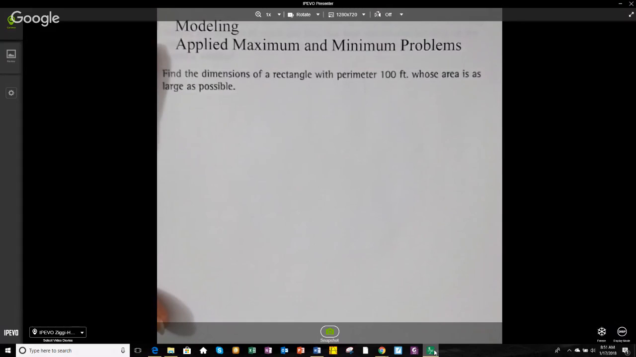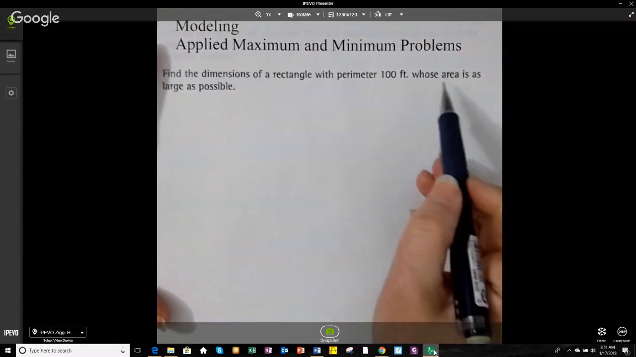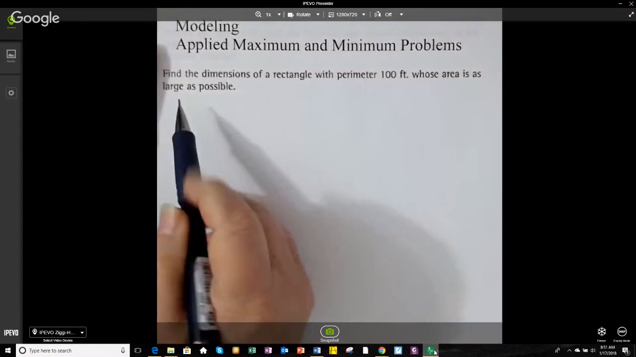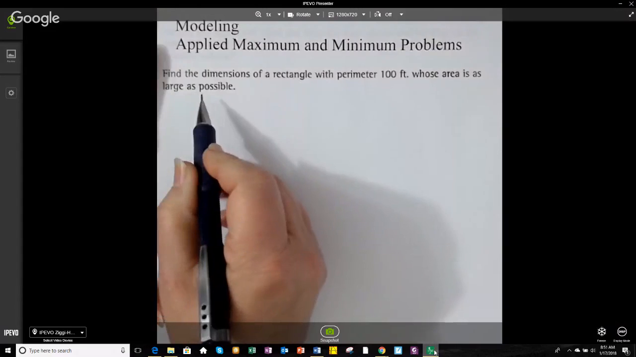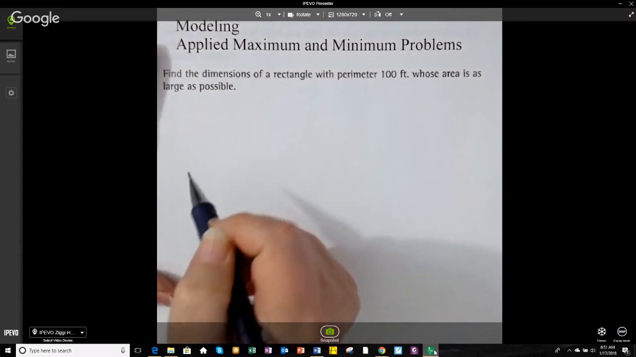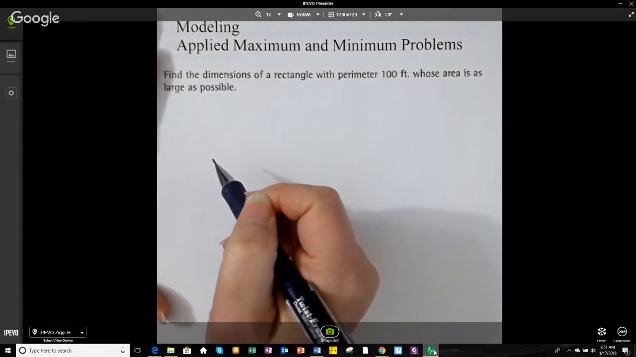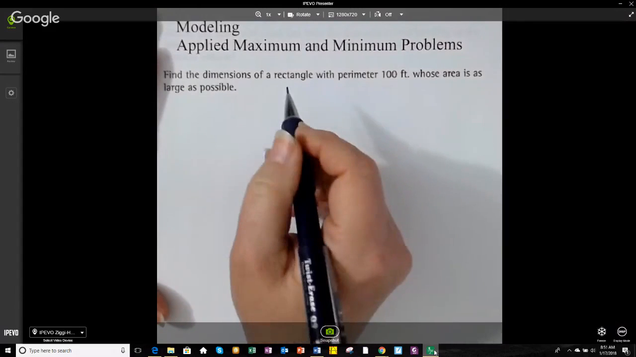The first problem I've got for us to solve is find the dimensions of a rectangle with a perimeter of 100 feet whose area is as large as possible. So the first thing we need to do is figure out what we are trying to find the max or the min of. Well, in this case, we're trying to find the area that's as large as possible. So I know that I'm going to have an area function that I find the maximum of. And then I need to know what the situation looks like.